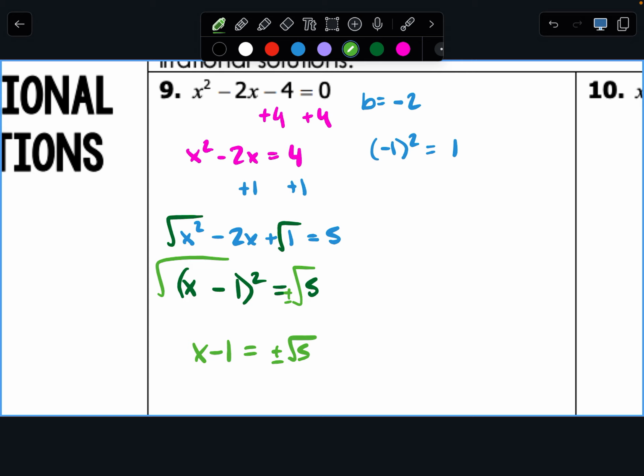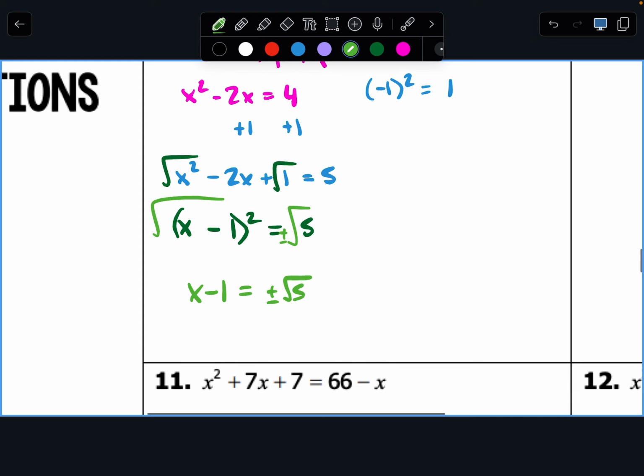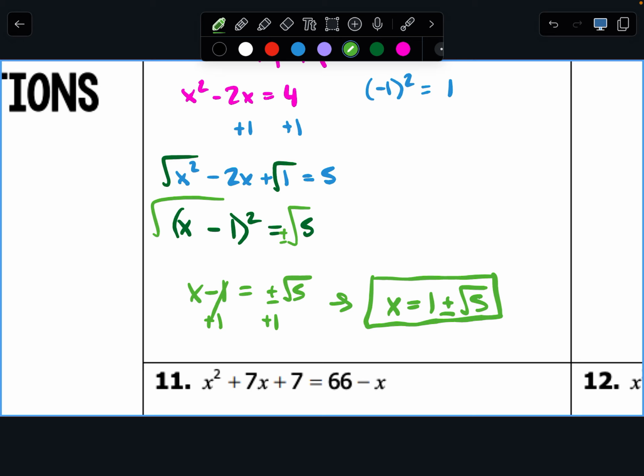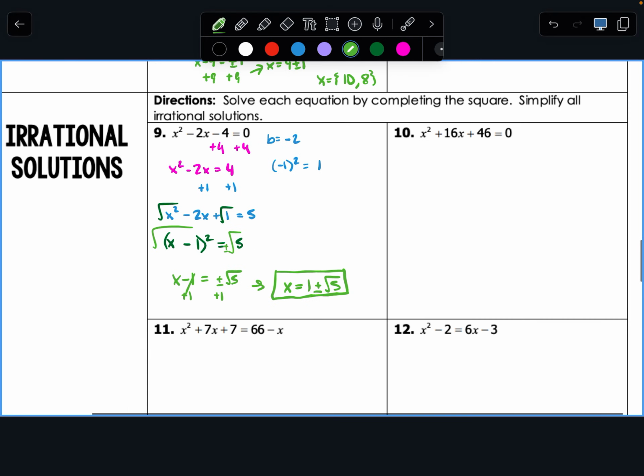Can we take the square root of 5? No, 5 is prime. It can't be simplified any further. So I'm just going to leave that radical there, still add 1 to both sides. So now I'm going to have x equals 1 plus or minus root 5. If you leave your answer like this, I will be perfectly content. If you want to write it out in a solution set with 2 separate answers, that's fine too. But you cannot combine 1 and root 5. You cannot combine numbers with radicals.